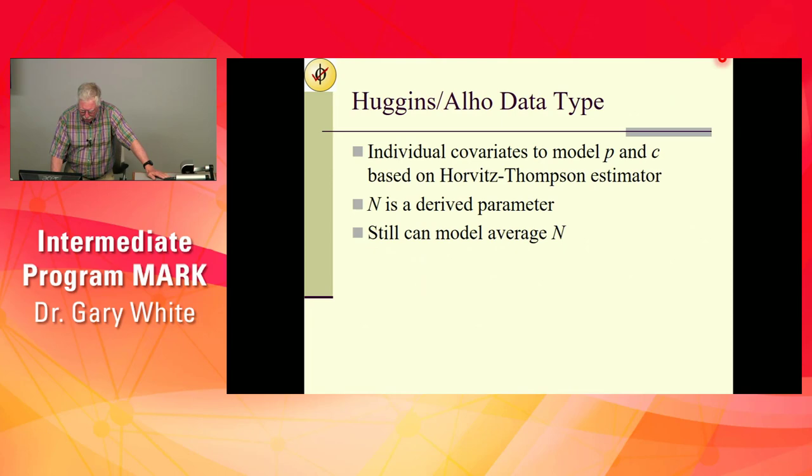Okay, so the Huggins-Alho data type, we can use individual covariates. N is a derived parameter. You saw derived parameters this morning when we talked about product survivals for known fate as an example. We can still model average N because we can model average derived parameters. We don't have individual covariates for these taxi cabs, but certainly if we could record an individual covariate, like number of times they picked up people at the airport or something like that, I'll bet you could do a lot better job of predicting.